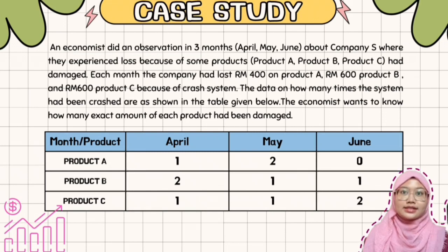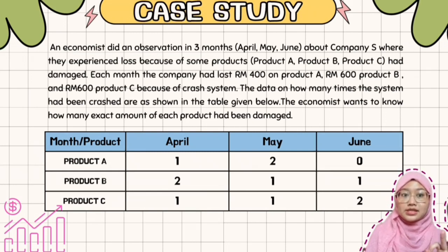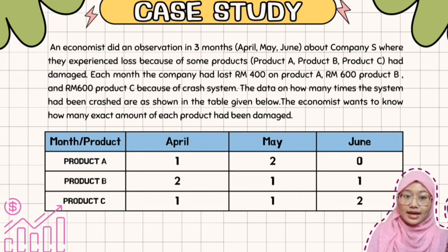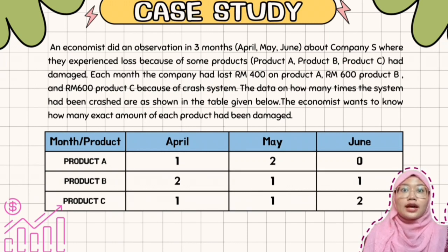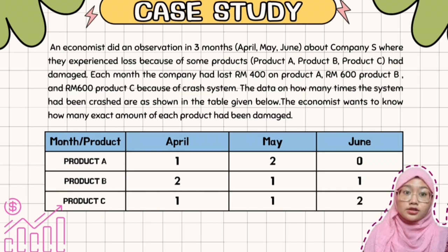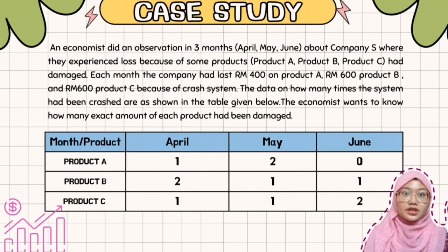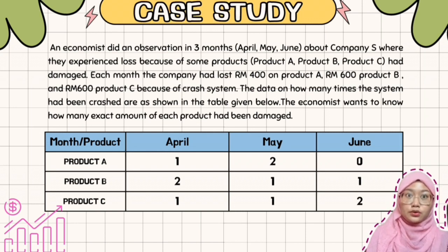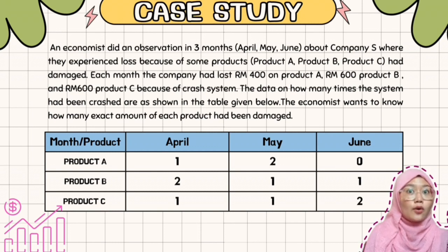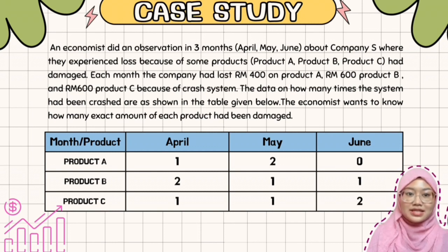Our case study is that an economist did an observation over 3 months, April, May, June, about company S, which experienced loss because some products, product A, B, and product C, had been damaged. Each month, the company had lost 400 ringgit on product A, 600 ringgit on product B, and 600 ringgit on product C because of a crash system. The data on how many times the system had crashed are as shown in the table given below. The economist wants to know the exact amount of each product that had been damaged.